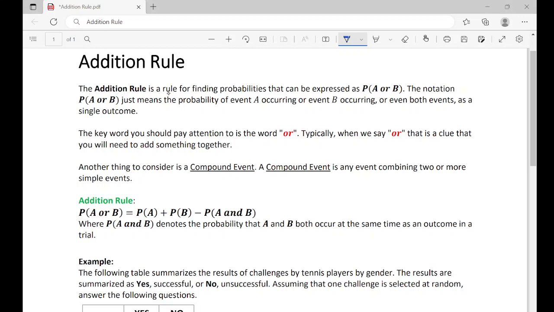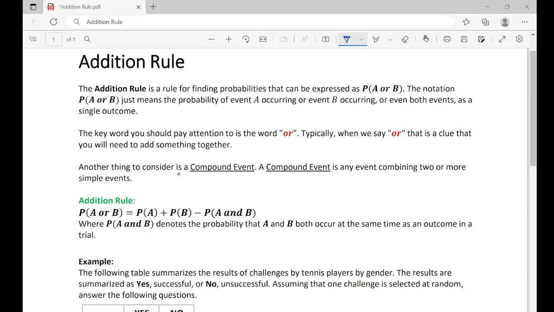The addition rule is a rule for finding probabilities that can be expressed as P(A or B), meaning the probability of A or B. The notation P(A or B) just means the probability of event A occurring or event B occurring, or even both events as a single outcome. The key word you should pay attention to here is the word "or." When we say "or," that is a clue that you're going to need to add something together. Or typically means addition.